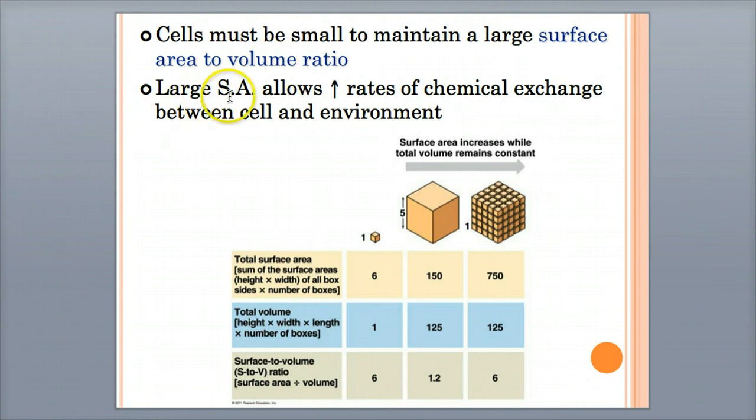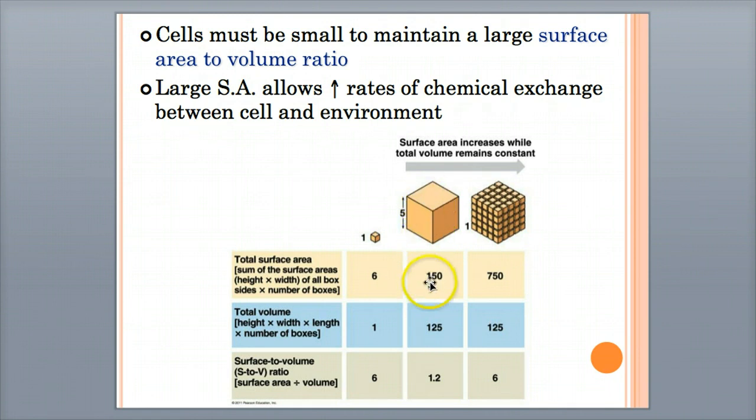To have a large surface area means we can increase the rates of chemical exchange between the cell and the environment. So, long story short, if you have more surface area, that means I can get more stuff in and out. I can exchange stuff much more quickly. This is a diagram that shows the difference between, take for example, this cube and this cube right here. This one is just one box.